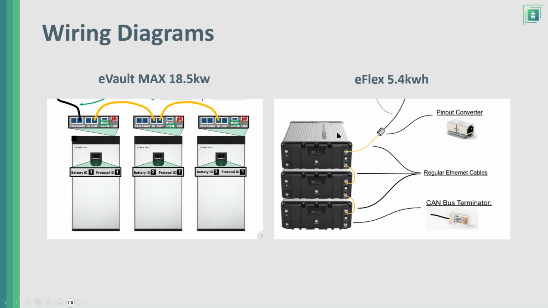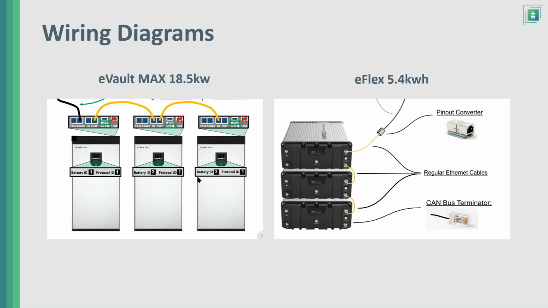For the Evo, there are some other considerations you have to take care of: you have to specify which battery is the last one of the daisy chain. That's all part of the inverter guide, where you will see it. On the right side we have the eFlex 5.4. We see as well that we are going from one battery into another using the yellow cable, and then from the last battery in the battery bank, we go into the inverter.